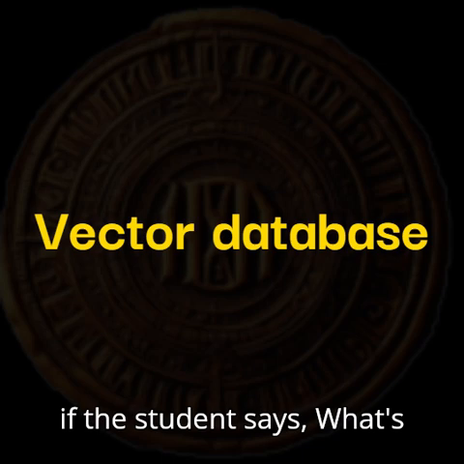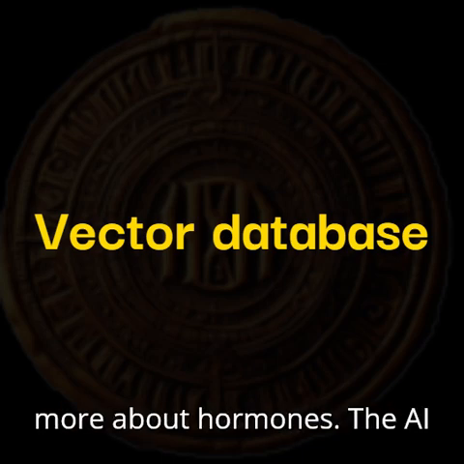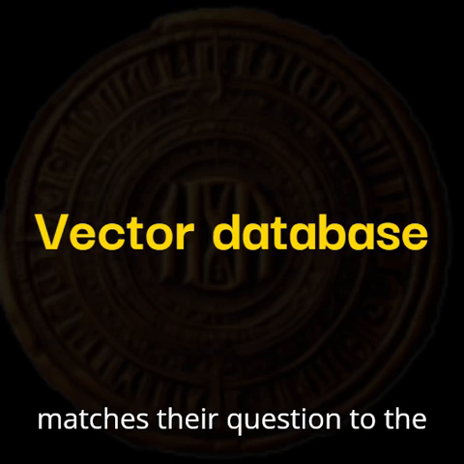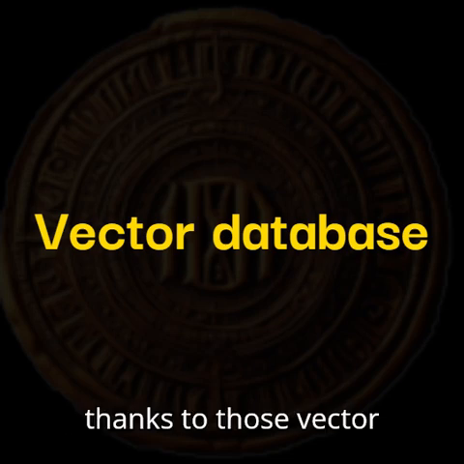So if the student says, "What's the purple part?" or "Tell me more about hormones," the AI matches their question to the closest idea in its database, thanks to those vector numbers.